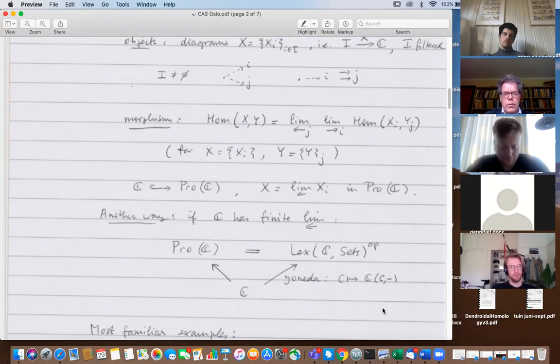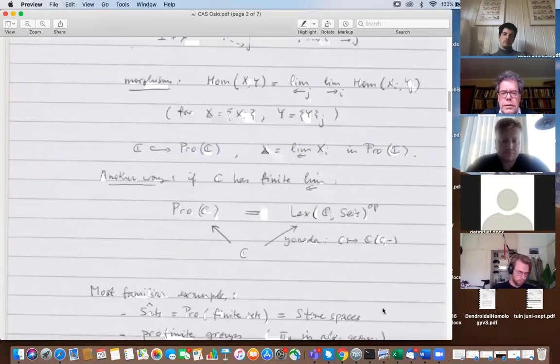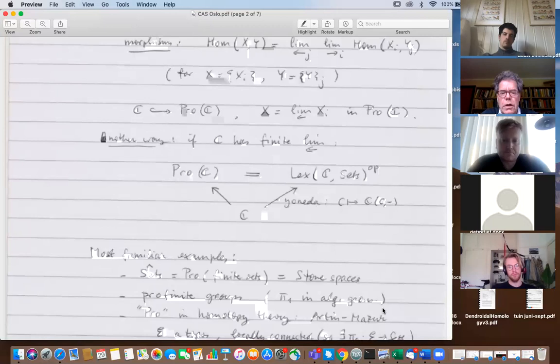Okay, now you probably know, even if you haven't studied too much of the pro and ind formalities, which go back to SGA, for example. There's a long explanation in SGA of these things. I'm sure you know many examples. If you start with finite sets and you take its pro completion, that's the category of profinite sets, and it's the same as the category of Stone spaces.